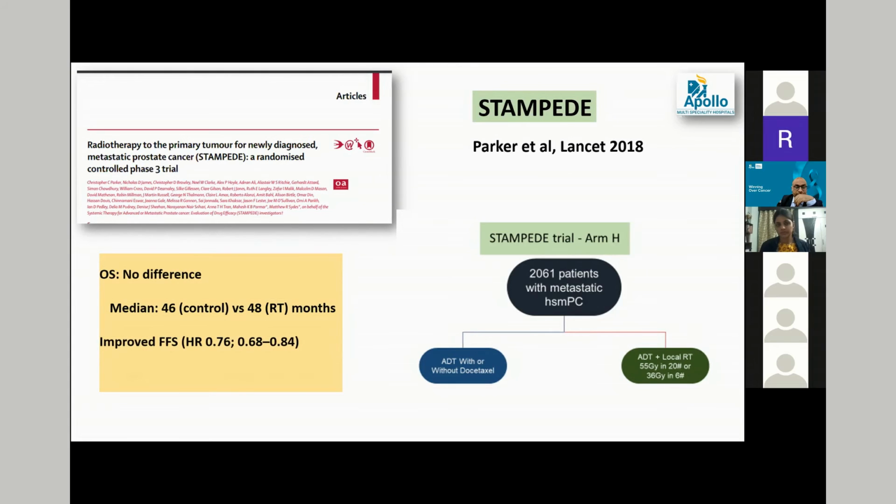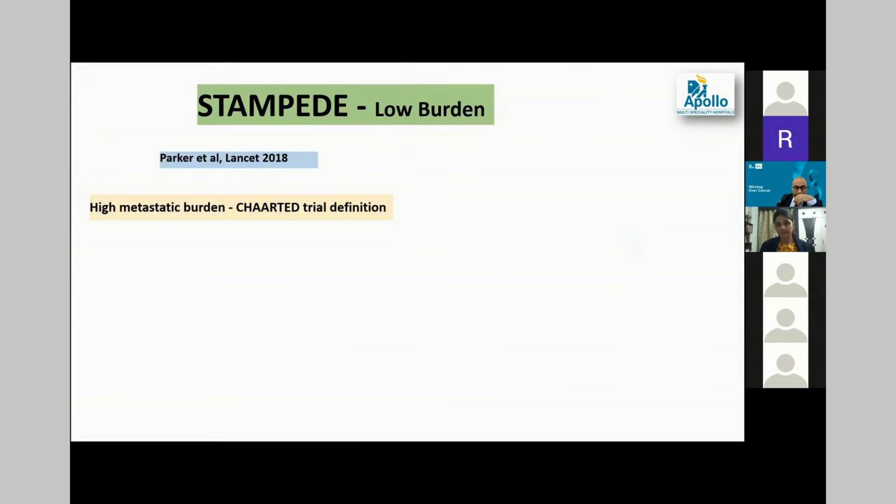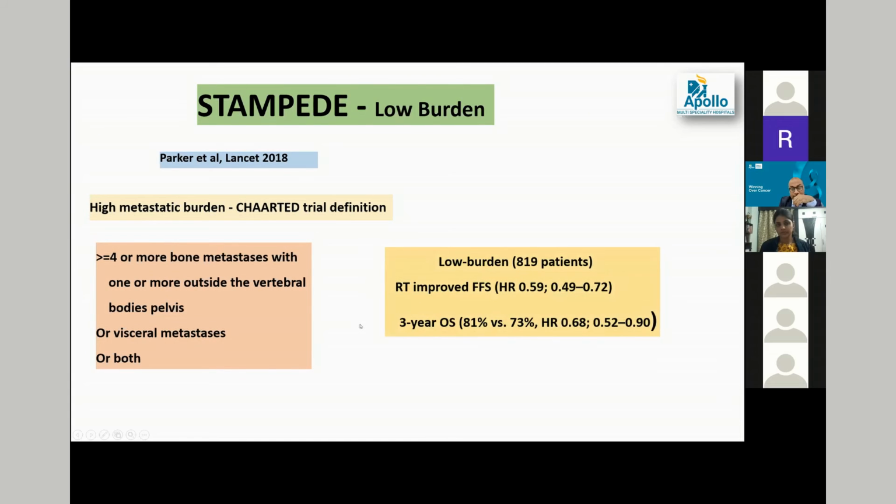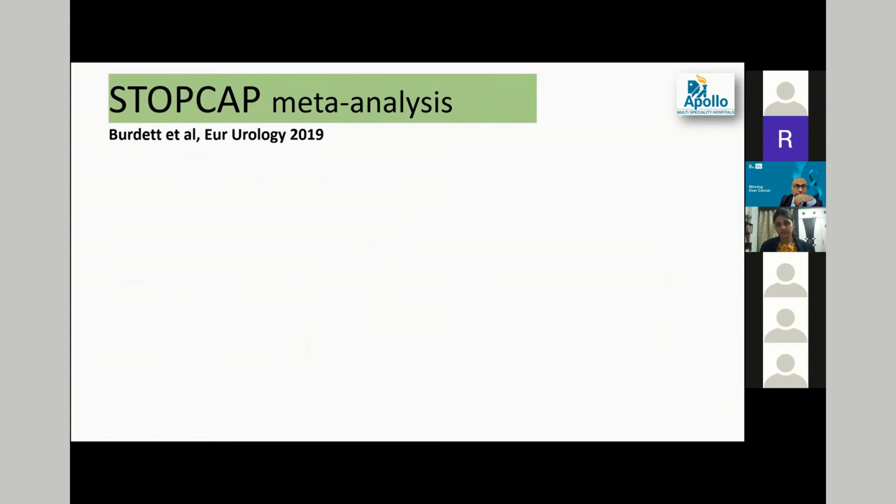There is improved failure-free survival. 3-year failure-free survival was 23 versus 32. But when we analyze the low burden disease, so what is high metastatic burden? Four or more bone metastases with 1 or more outside the vertebral bodies and pelvis, or visceral metastasis, or both. This definition has been taken from the CHAARTED trial. And in low burden patients, which was a significant number, 819 patients, RT improves failure-free survival and 3-year overall survival, 81% versus 73%.